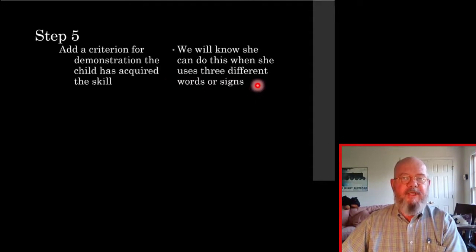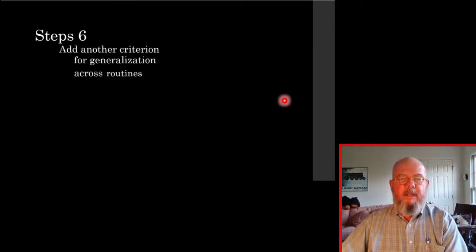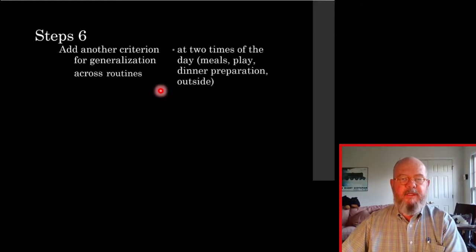Very often for communication goals, we use a frequency, that is a number of words or signs or what have you. That frequency is often the acquisition criterion for communication goals. Step 6, add another criterion for generalization across routines. So in this instance, we would say at 2 times of the day, meals, play, dinner preparation, or outside.